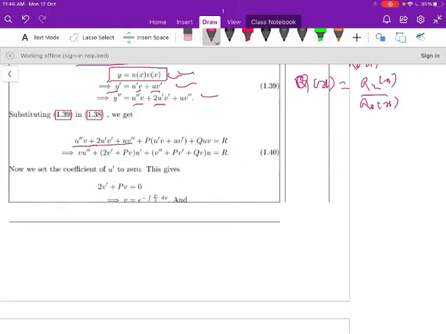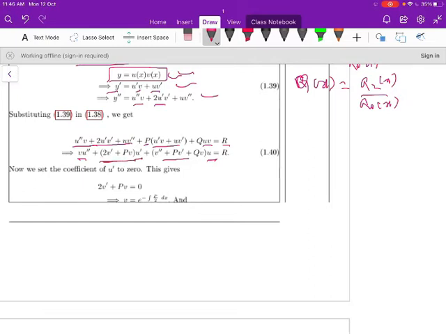y double dash, which is nothing but u double dash v plus 2 u dash v dash plus u into v double dash, plus p of x as it is, times y dash, which is nothing but u dash v plus u v dash, plus q of x as it is, times y equal to uv, that is r of x. Now grouping the terms u double dash, u dash and u, we get v into u double dash plus 2v dash plus p into v u dash plus v double dash plus p into v dash plus q into v into u is equal to r.